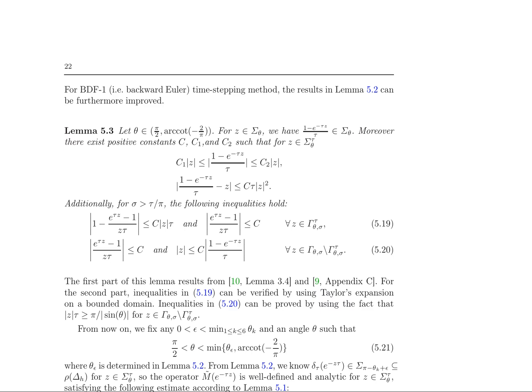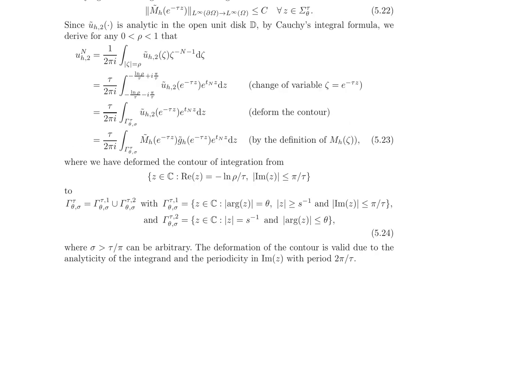By fixing an angle θ and a small positive value θ₀, such that π/2 is less than θ, less than min(θ₀, arccos(2/π)), the authors establish the analyticity of the operator M(e^{τz}) in the region Σ_θ. Using Cauchy's integral formula, they derive an expression for u_{n,h,2}, which involves an integral over the contour Γ_{θ,σ}.